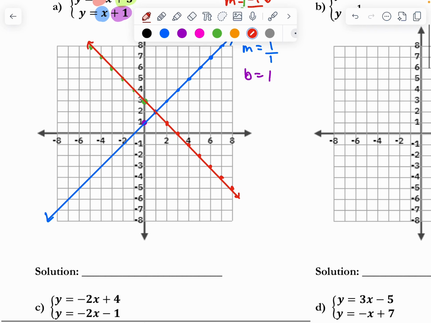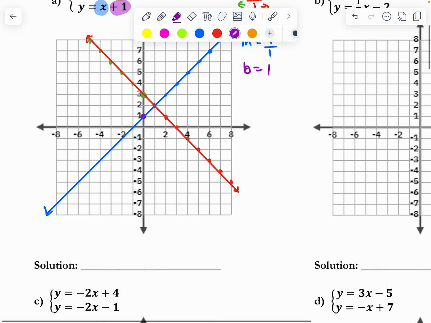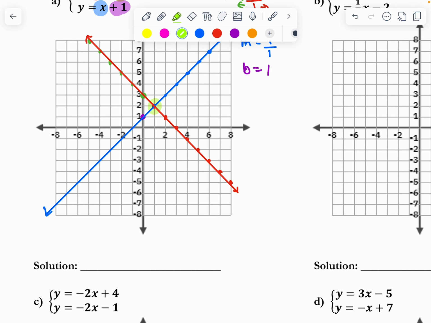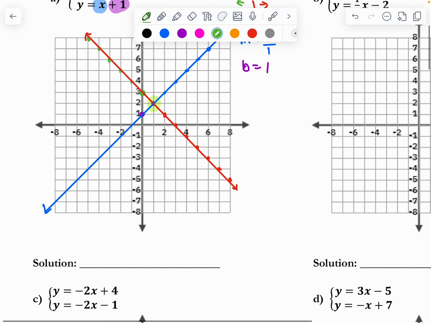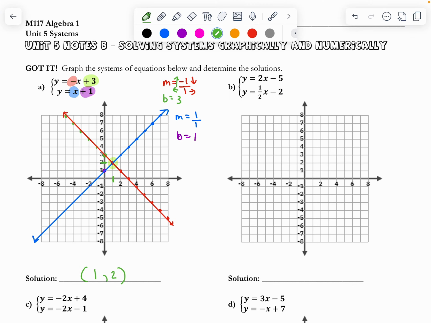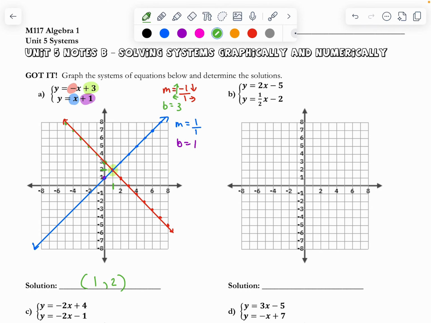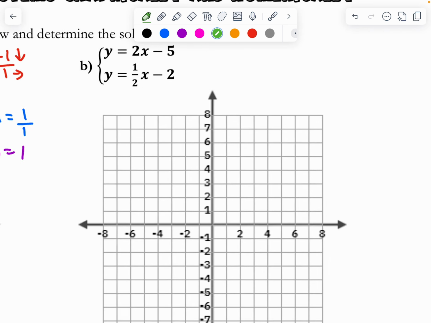Okay, so now I've established this is my point of intersection. So what is my answer? My answer is where x equals 1 and y equals 2: (1, 2). All right. For these next ones, we're going to go a little bit faster. If you guys need more help, then just review this portion of the video.